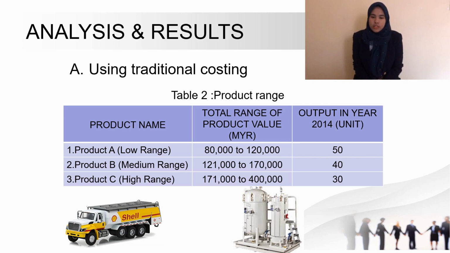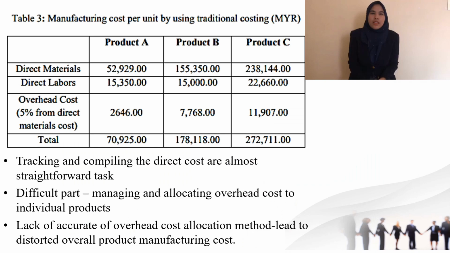Product A is the low range, with a total range of 80,000 ringgit to 120,000 ringgit Malaysia, and the output in the year 2014 is 550. Product B is the medium range, from 121,000 ringgit Malaysia to 171,000 ringgit Malaysia, and the output in the year is 40 units. The last one is product C, which is the high range, from 171,000 ringgit to 500,000 ringgit, and the output in the year is 30 units.